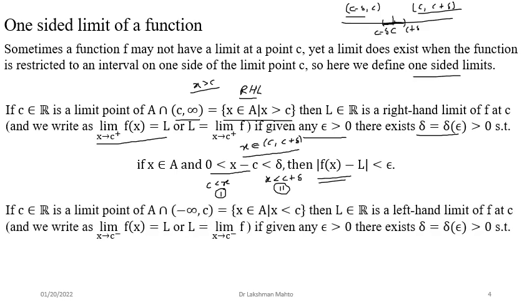Likewise, we can define the left hand side limit in a similar fashion. We denote that x is approaching C from the left, where minus says that x is approaching C from the left. What is the meaning of C minus or C plus? Anyone would like to highlight what is the meaning of C plus? Anyone?